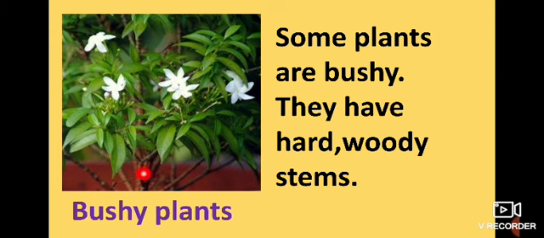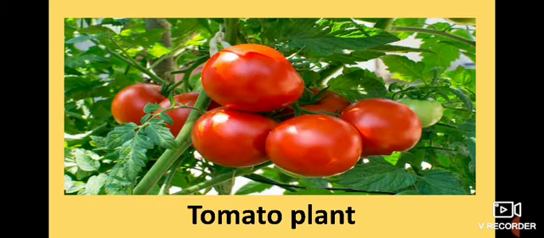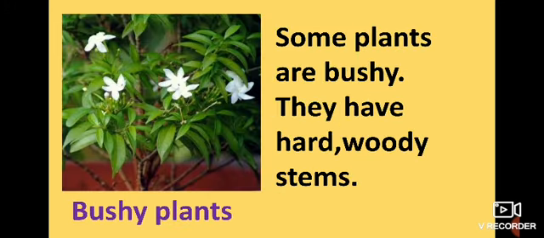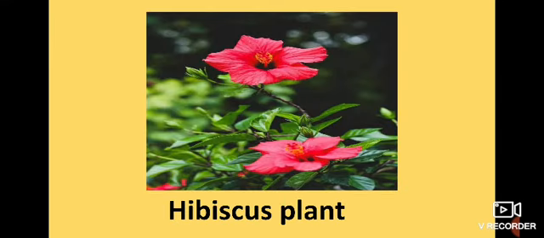Look at the stems in the tomato plant. The stems are very soft. It's green in color and it's very soft. We can easily pluck it. But in this plant, you can see the stem of this plant. It's brown in color and it's very hard. We have to say it as a woody stem plant. Okay, bushy plant. And look at here one example for this bushy plant.